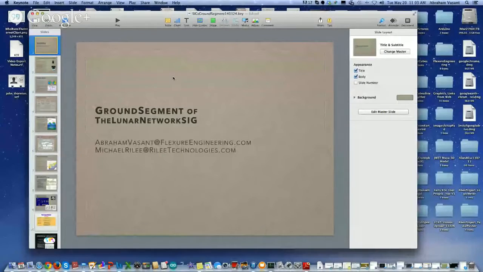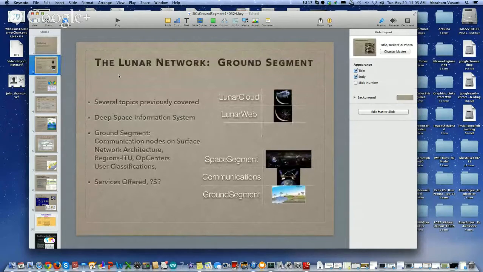Today's topic is the ground segment of the lunar network SIG. In the past we had several topics that we covered, so this continues with that. The objective is to finally come up with a deep space information system, and some of the targets are to provide cloud-like services, sitting on top of a lunar web, which manages connectivity sessions. This all comes out of what we call the lunar network, which is described on the right-hand side bottom, and comprises the space segment, communications, and ground segment. It is the ground segment that we are going to be discussing today.